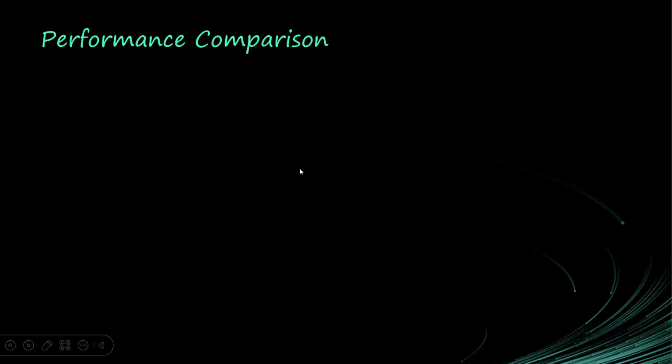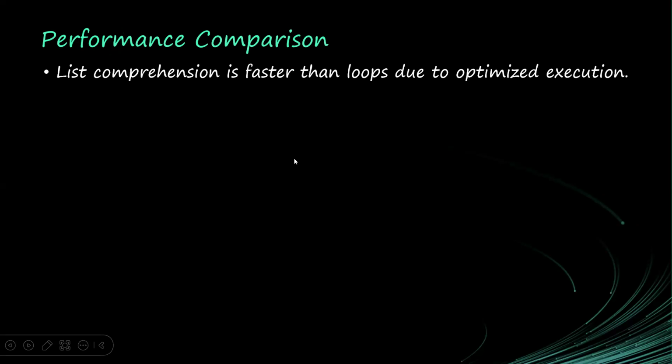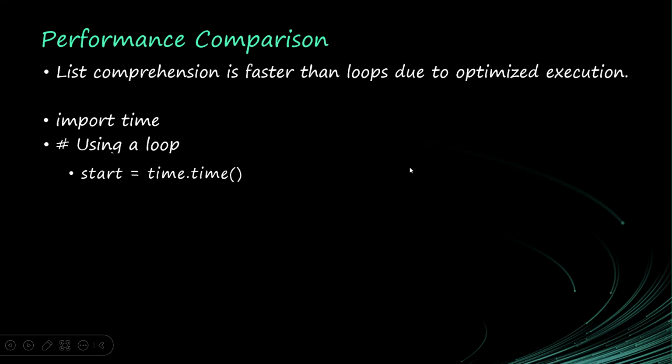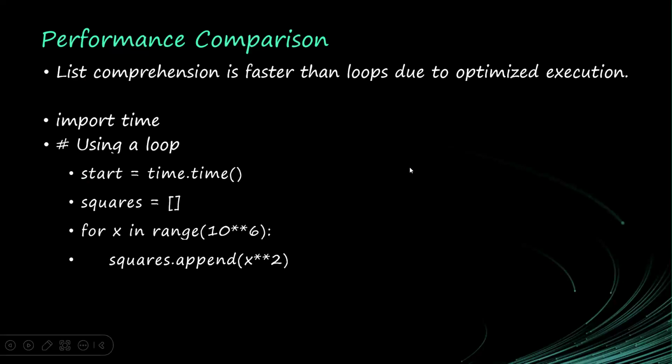When we check for performance and comparison, list comprehension is actually faster than using loops. Although sometimes this whole thing will depend on your machine, on your computer. So you can actually use this code. I'm not going to check, I don't want this class to be too long, but you can actually write this code and check.